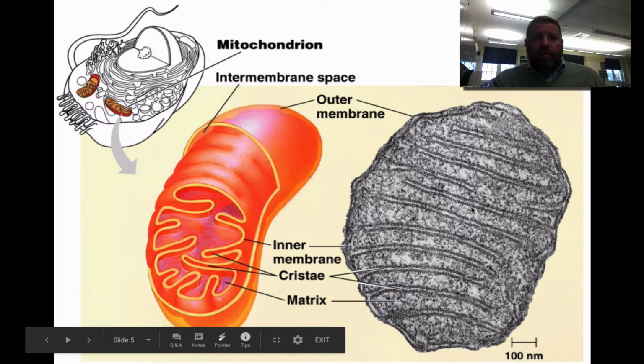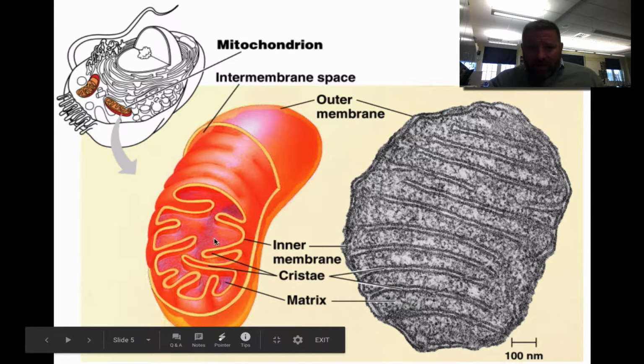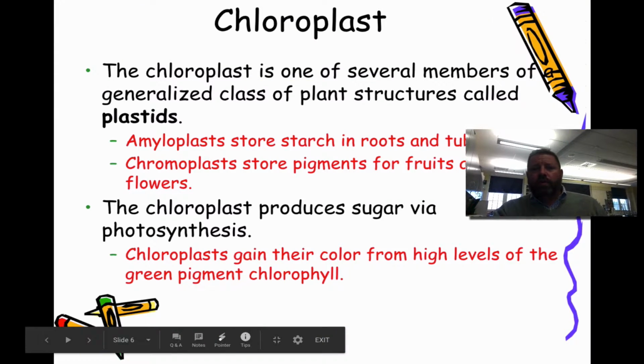Which once again we'll talk about more when we get into how this actually works. So we'll draw this in class. We'll talk about the outer membrane, inner membrane, the cristae, which are the folds, and the matrix, which is this inner space. So this would be like the cytoplasm in here of the original cell that the mitochondria was.